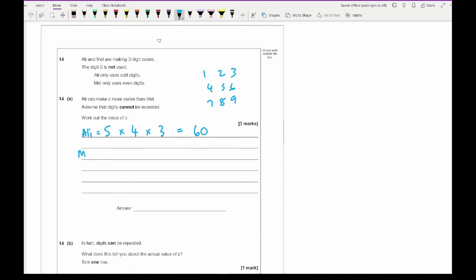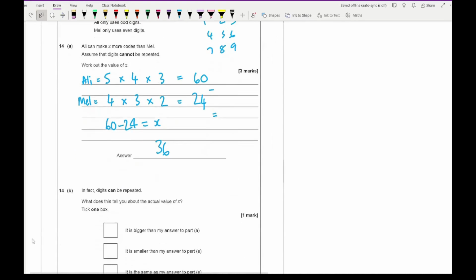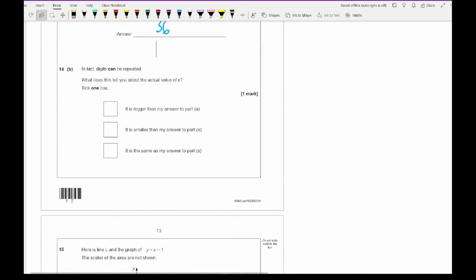Now for Mel, the number of even digits is going to be 4. Then obviously I've used 1, so I've only got 3 left, and then used 2, so I've only got 2 left. And if I work that out, I get 24. Then to work out the difference, which is X, 60 minus 24 equals X, and so X equals 36.